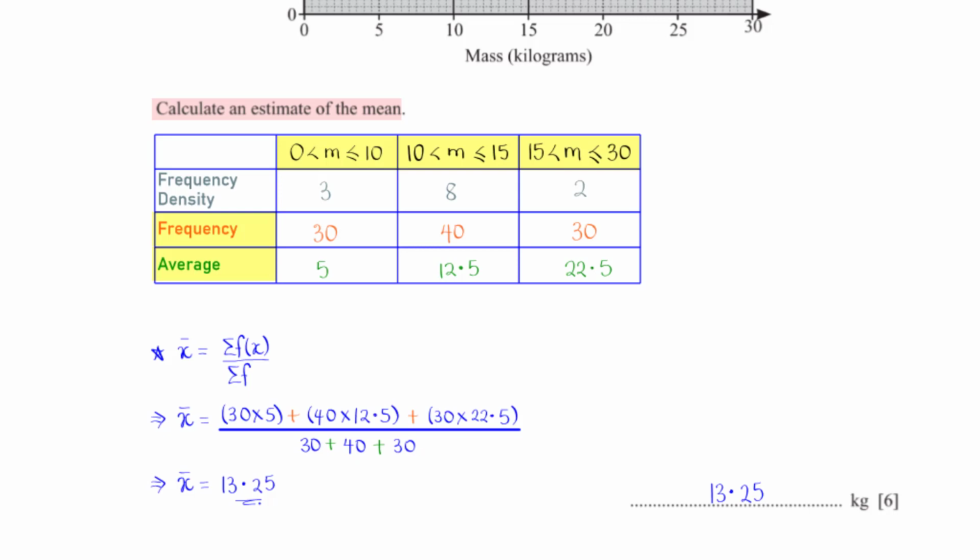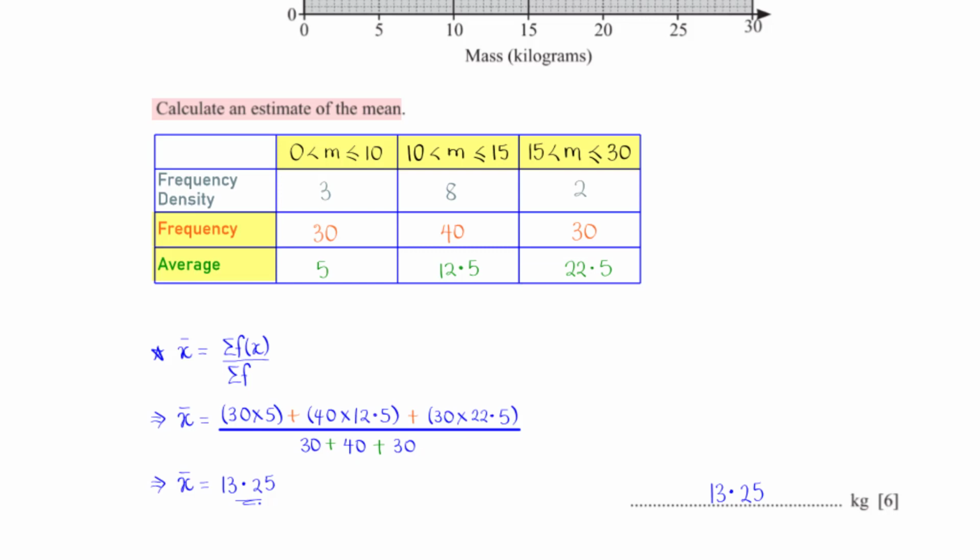For the range m greater than 0 and less than or equal to 10, the average mass value is 0 plus 10 divided by 2, which is 5. For the next range, the average mass value is 10 plus 15 divided by 2, which is 12.5. And for the final range, the average mass value is 15 plus 30 divided by 2, which is 22.5.